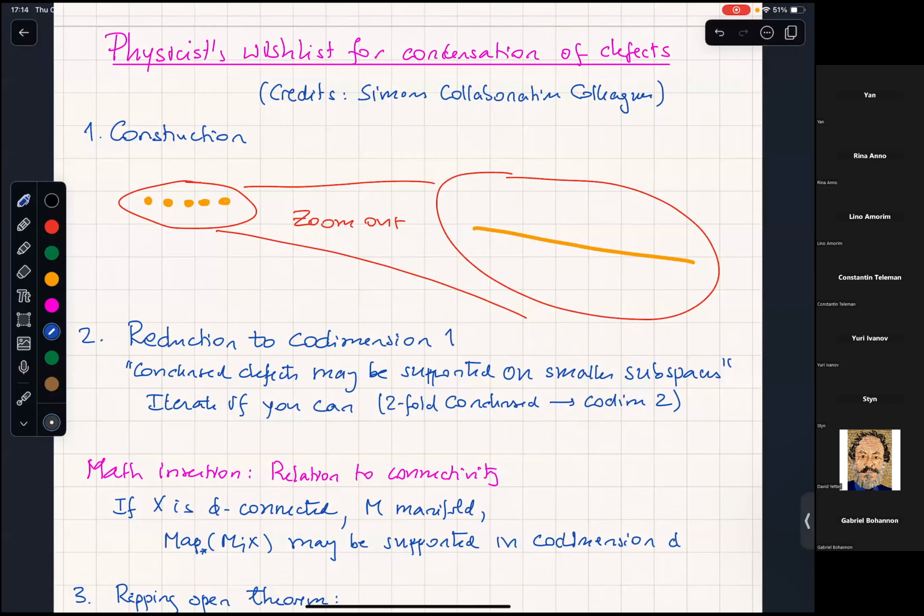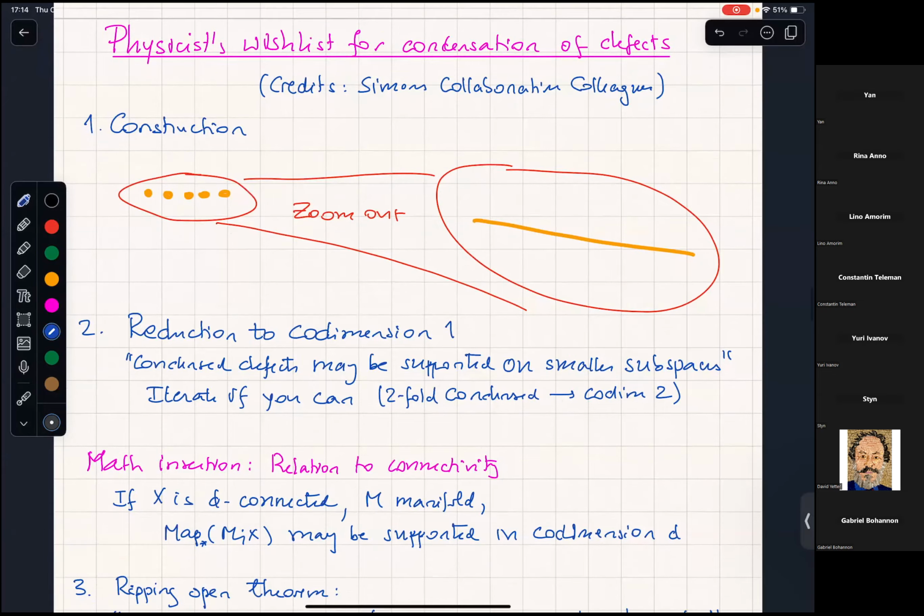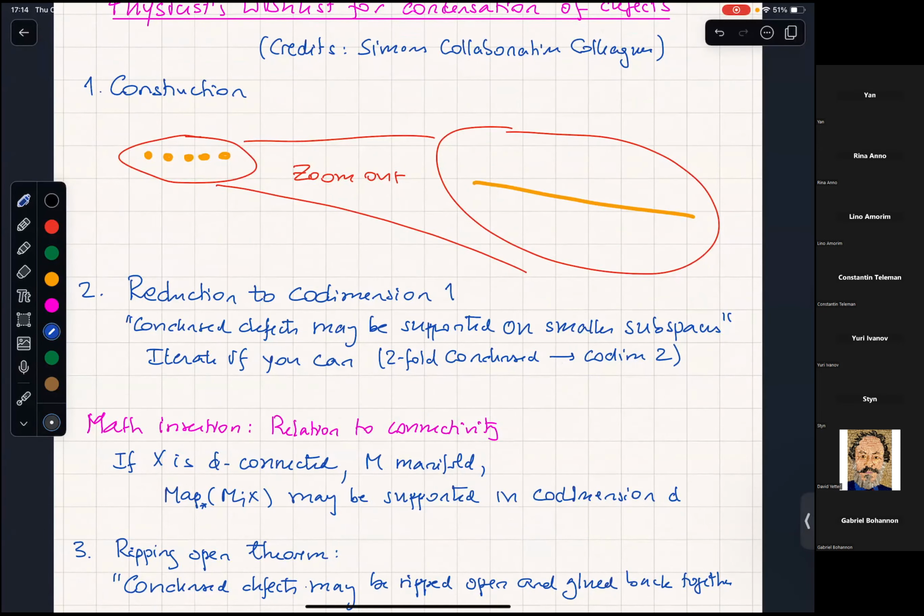So what do physicists want from condensation? Well, they want to say the following. We'll start, let's say, with point defects, but you can imagine there's another manifold going across normal to the board, so it could be any dimension. And if you put lots of points very, very close together, they say you zoom out, it looks like a line, so here you increase the dimension. You get a defect of one dimension higher. That's one thing they want to be able to do.